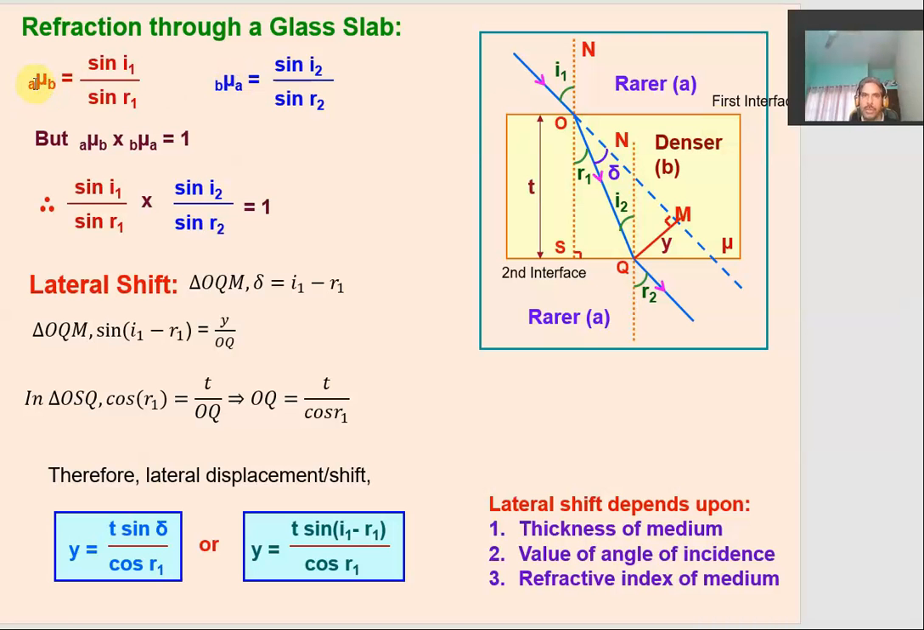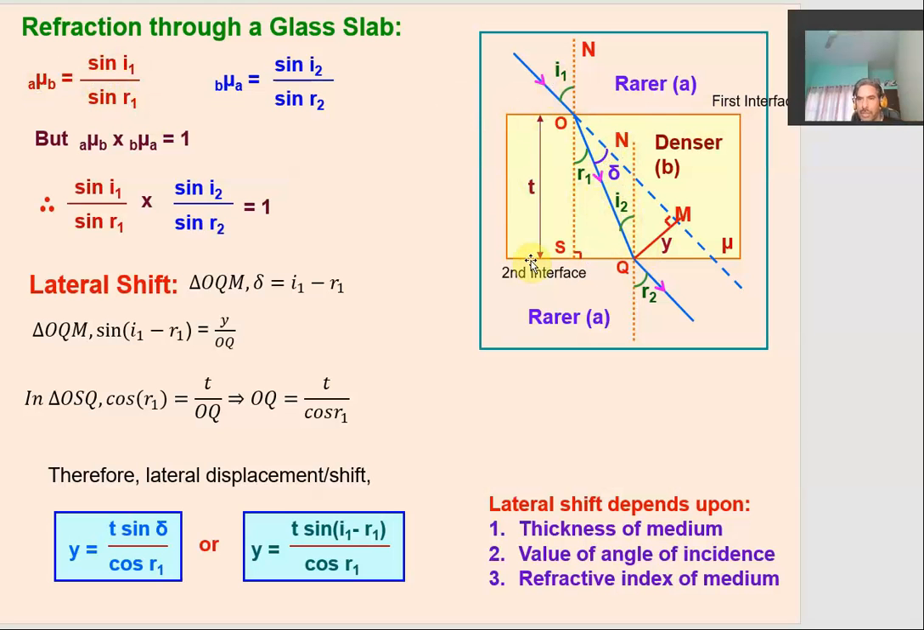So this is what it means actually. This B is the medium in which the light ray is entering, and A is the medium from which the light ray is coming. So it is mu B upon A. This is always equal to sine of angle of incidence divided by sine of angle of refraction. So here in this first interface, the angle of incidence is I1 and the angle of refraction is R1. That's why we are writing it here.